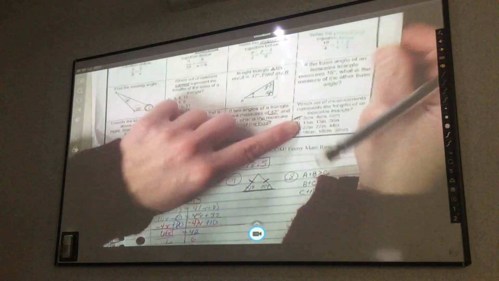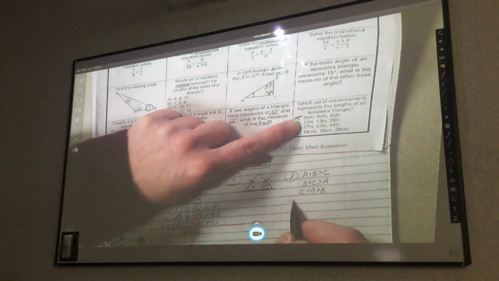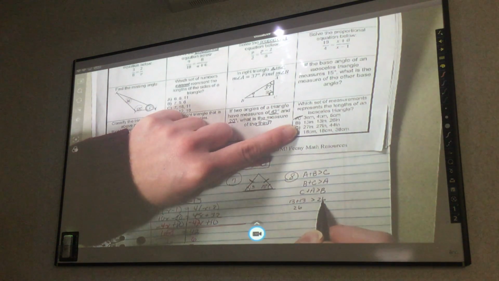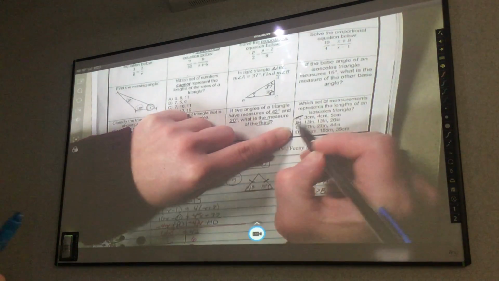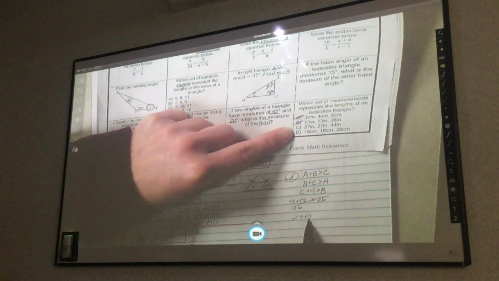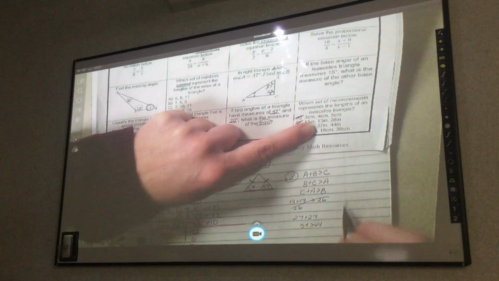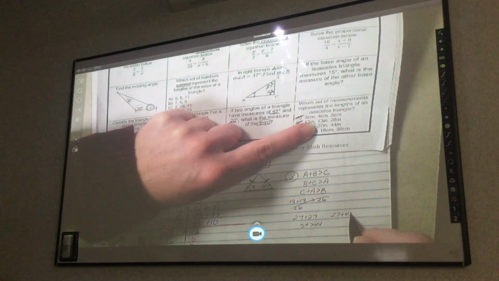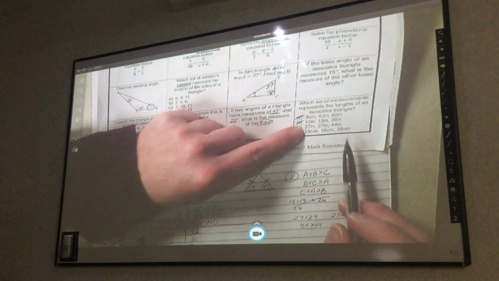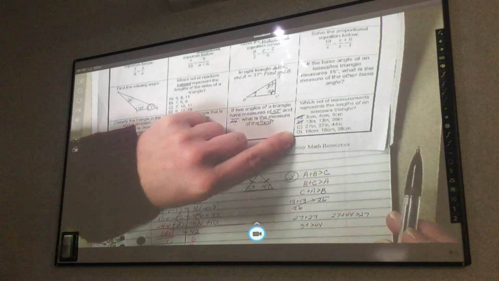So if I do 13 plus 13, that makes what? 26. Is that greater than 26? No. So B doesn't work. Then I do, so I'm going to go on to the next one. 27 plus 27. What's 27 plus 27? 54. Is 54 greater than 44? Yep. Then we got to do 27 plus 44. Is that greater than 27? Yeah. So does C work? Yes.